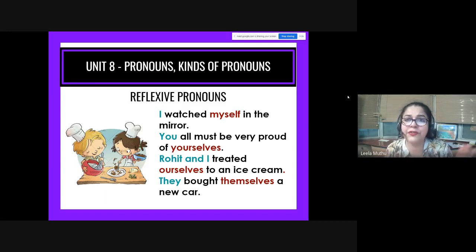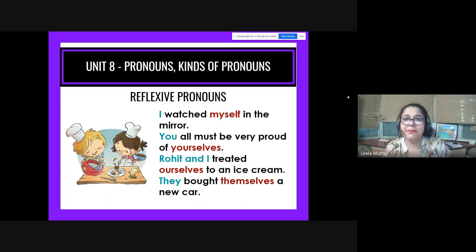Yourselves. So you've done the action to yourself of being very proud. Rohit and I treated ourselves to an ice cream. This is a phrase, a local kind of way of talking about buying ice cream. Because it's a happy occasion, you want to feel happy and you want to do something to make yourself happy. So you say you treat yourself.